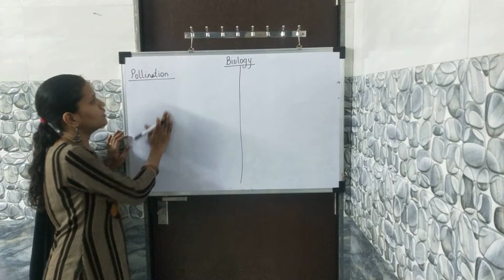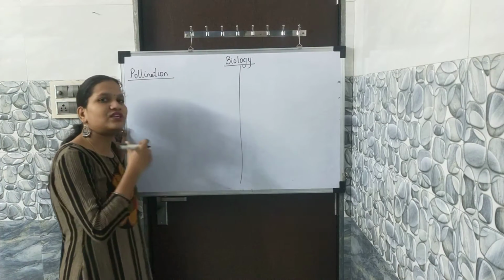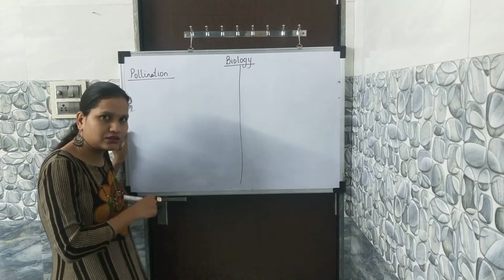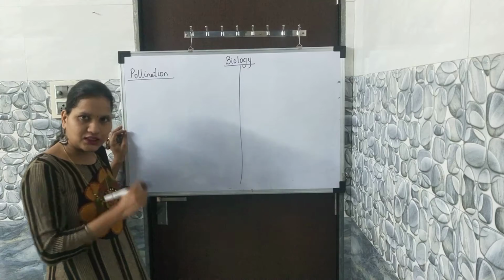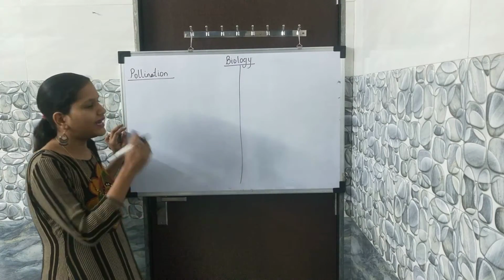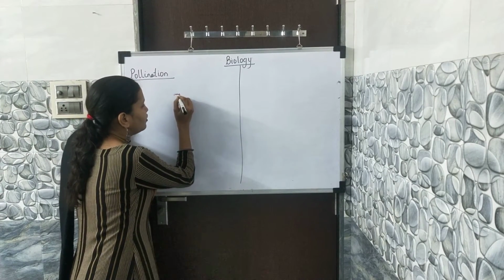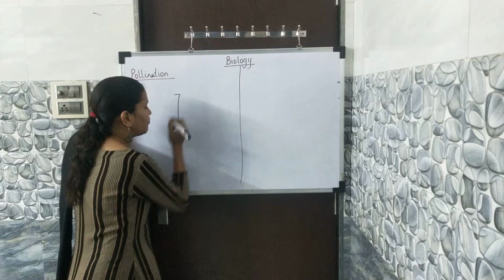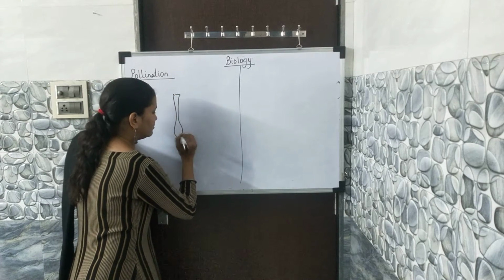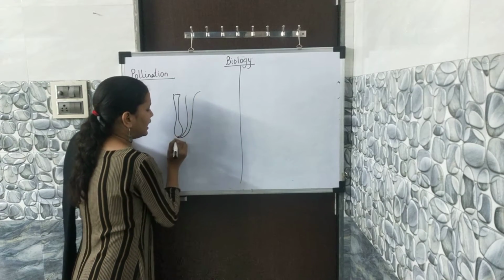As we are using the word pollination, what is the meaning of this term? The transfer of pollen grains from anther to stigma, and we are going to study that diagrammatically. Suppose here I am drawing the diagram of the stigma. It's all gynoecium I am drawing over here. And I am drawing the anther over here.